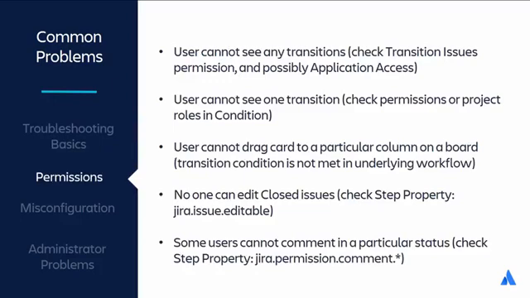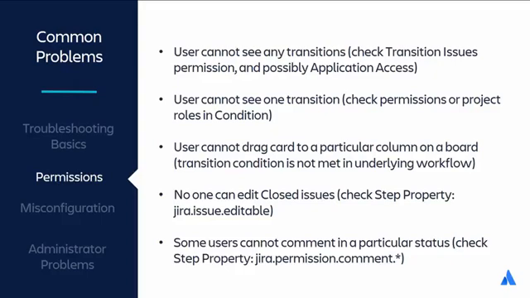Permission-related problems are common in workflows. You may need to check the permission scheme and project roles. Here are some examples. If the user cannot see any transitions, check the transition issue's permission. In Jira Service Desk projects, make sure that the user has Service Desk application access. If the user cannot see one transition, check permissions or project roles in a condition.